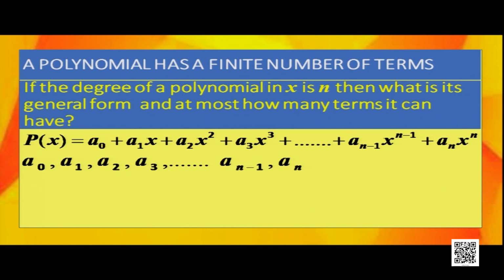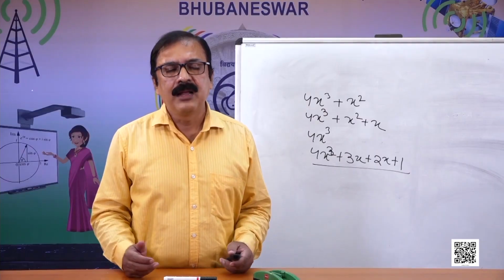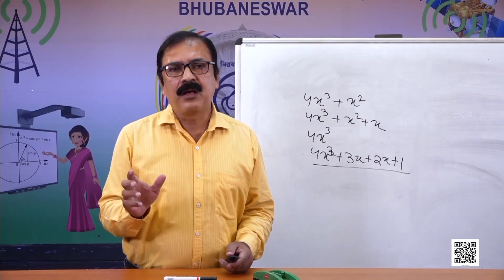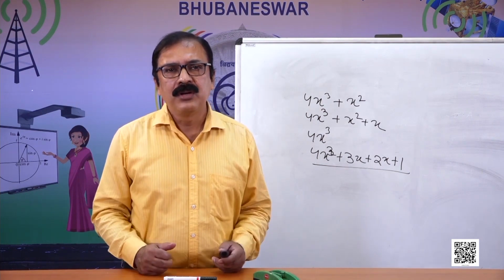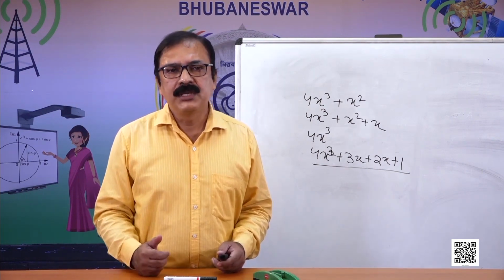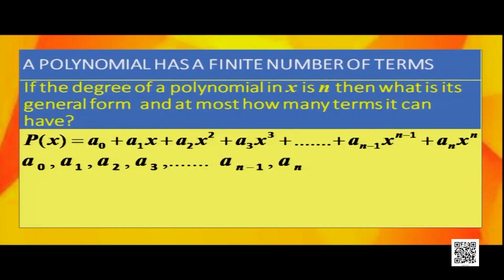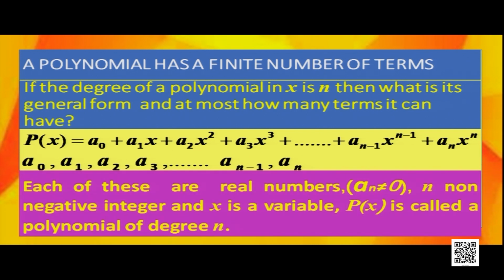Why are we writing like this? In the last case, the cubic polynomial, only 4 terms were given, so we used a, b, c, d. But here the number of terms is not known, so how do we write the coefficients? We write a0, a1, a2, a3, and in this way we write the coefficients, and these are constants. As this is a degree n polynomial, an must not be 0, and n is a non-negative integer.